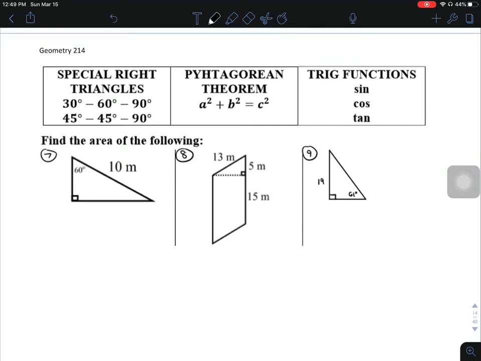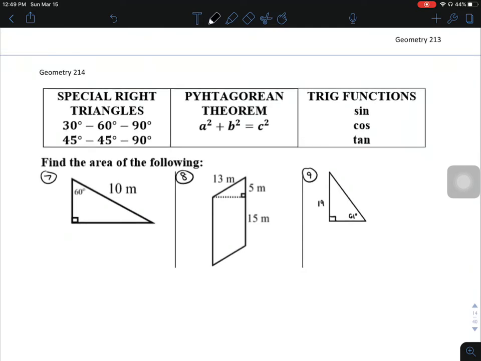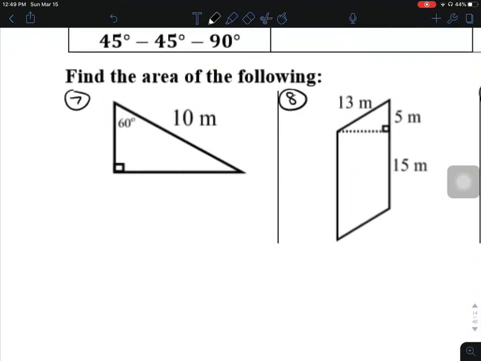On the flip side, you should take an opportunity to go back in your notes and review special right triangles, the Pythagorean theorem and your trig functions, because you might have to use those for this. For example, number 7, this is a 30, 60, 90. 10, which is opposite of 90 in a 30, 60, 90, we said that was 2 times the short leg. We said opposite 30 was the short leg, and opposite 60 was the short leg times the square root of 3.